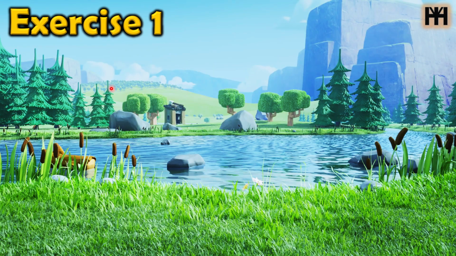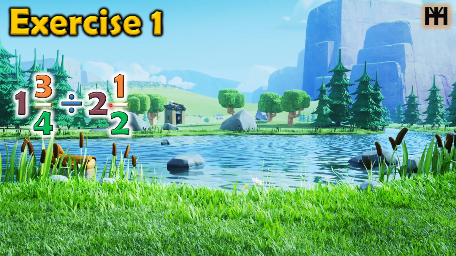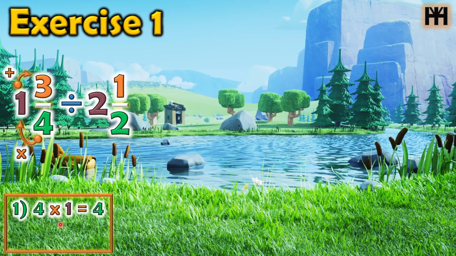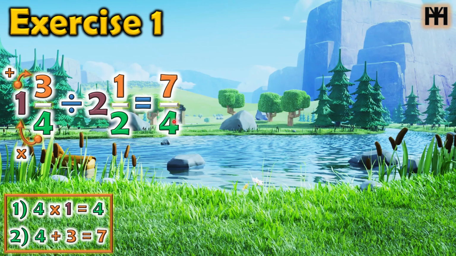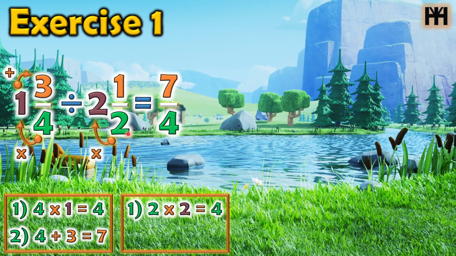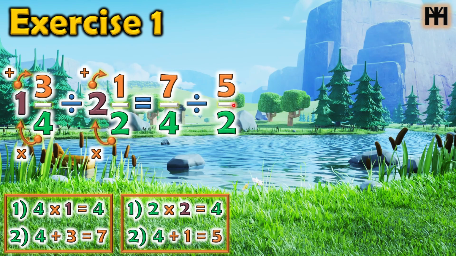Okay, exercise 1. Let's say we have 1 and 3 over 4, divide 2 and 1 over 2. So first, let's turn these into improper fractions. So here 4 times 1 is 4, then add it with 3, so 4 plus 3 is 7, so it will be equal to 7 over 4. Then here 2 times 2 is 4, then add the 4 with the 1, so it will be 5. So this one will be 5 over 2.